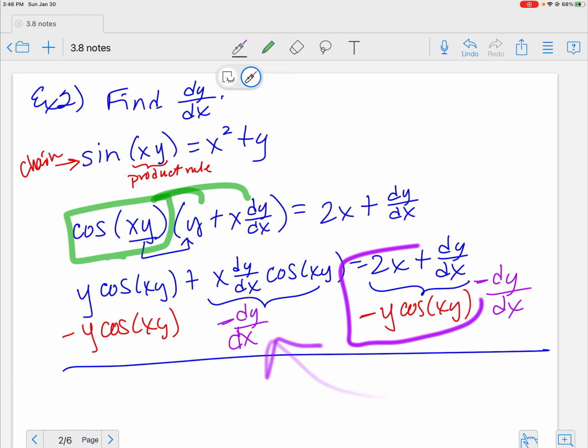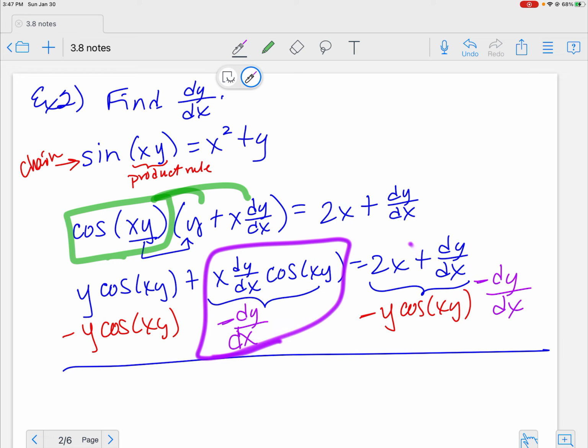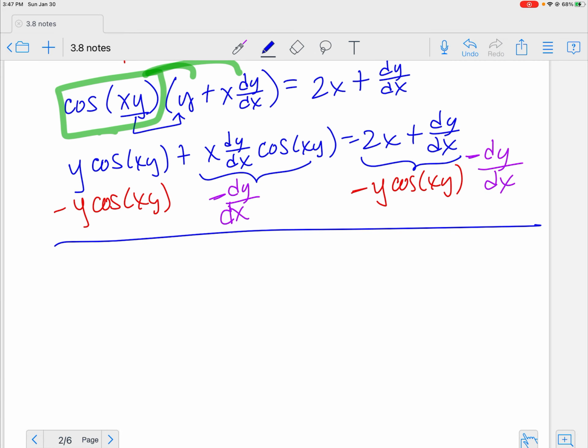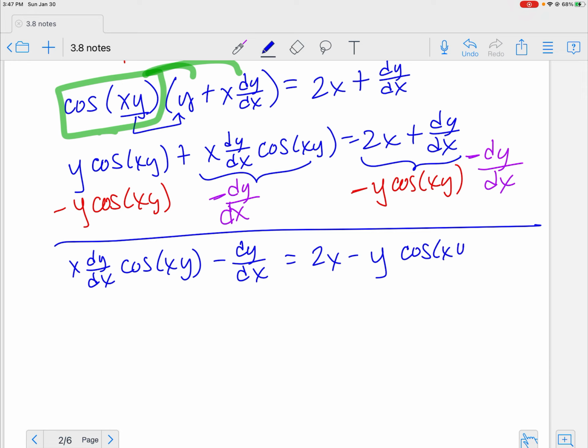Now, these are not like terms. You cannot put those together. So basically, all you're doing is just rearranging. And I want to get those dy dx's on the left because I need to be able to factor that out. Okay, so here I have x dy dx cosine of xy minus dy dx is equal to 2x minus y cosine of xy.